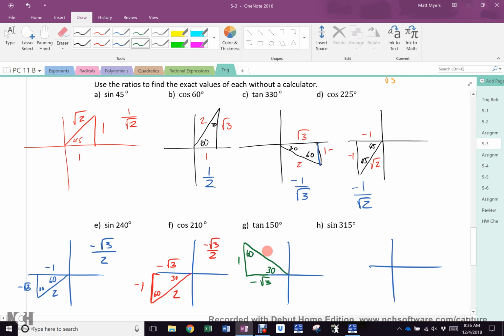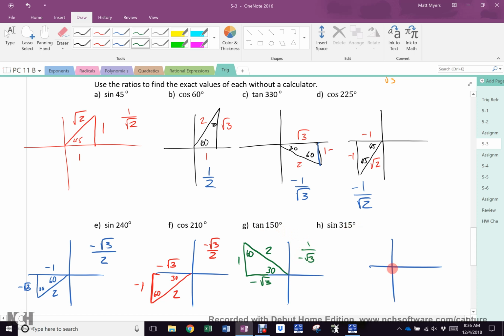What is this? 2. Why is it positive? Because the hypotenuse is always positive. Why? When you square a negative, you get a positive. What is the tan of 150? 1 over negative root 3.